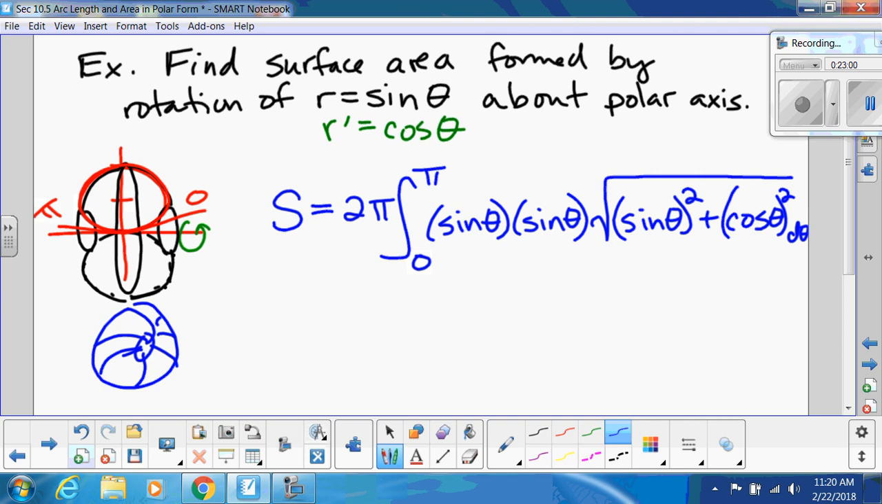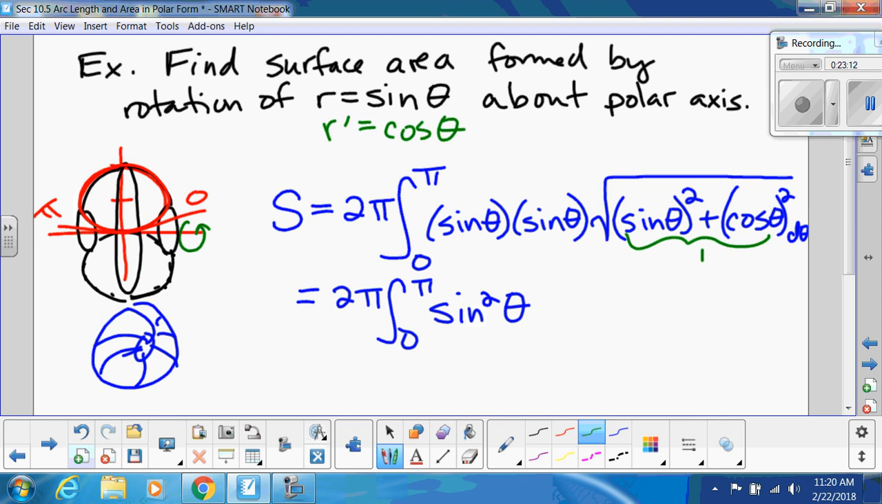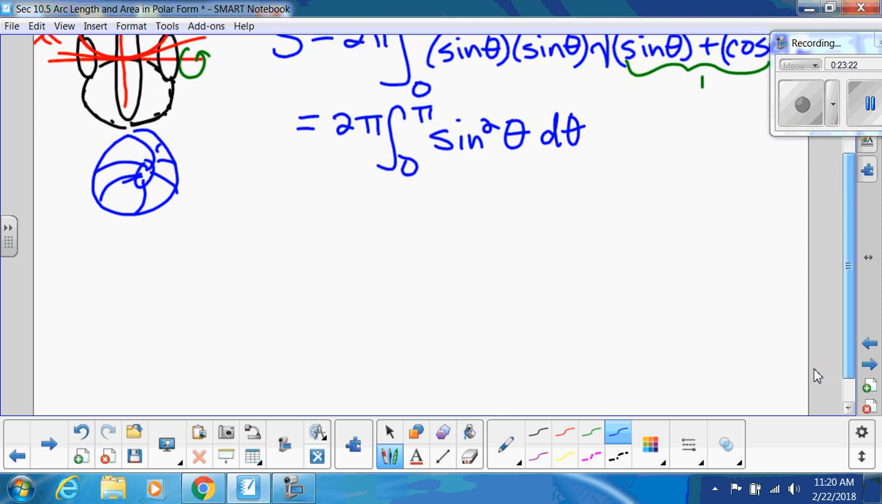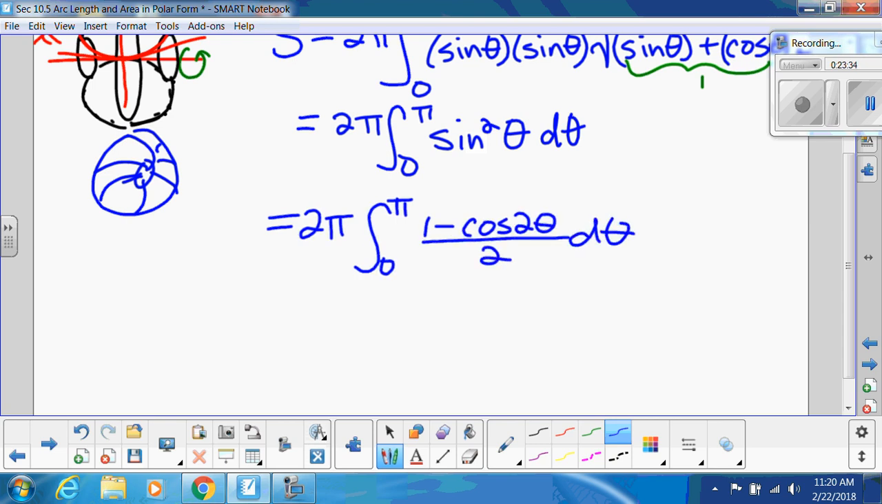d theta. Let's simplify this. I have sine squared in front of the square root. Now here I have sine squared plus cosine squared, which is 1. So the square root of 1 is simply 1. That's nice. That cancels out, and we have d theta. So I have another integral of a sine squared again. Hopefully you know what to do from the last one. We're going to replace that with our double angle formula, 1 minus cosine of 2 theta over 2. We're going to bring out the 1/2. So that's going to be pi times integral from 0 to pi, 1 minus cosine of 2 theta, d theta.